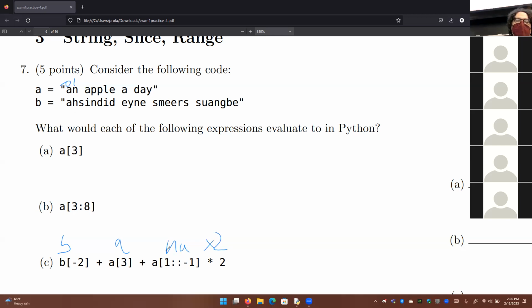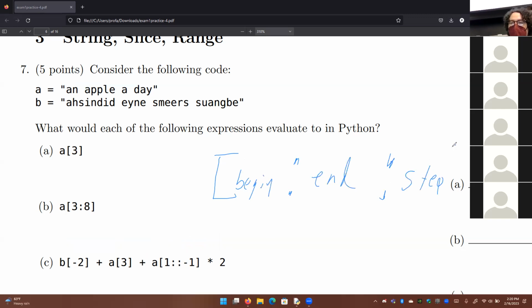So this part's the hardest part. When you do a slice, you have 3 parts: you have the beginning index, you have the ending index, and then you have your step. Here, the step was -1, which meant go backwards as opposed to go forwards. And here the starting index was 1.